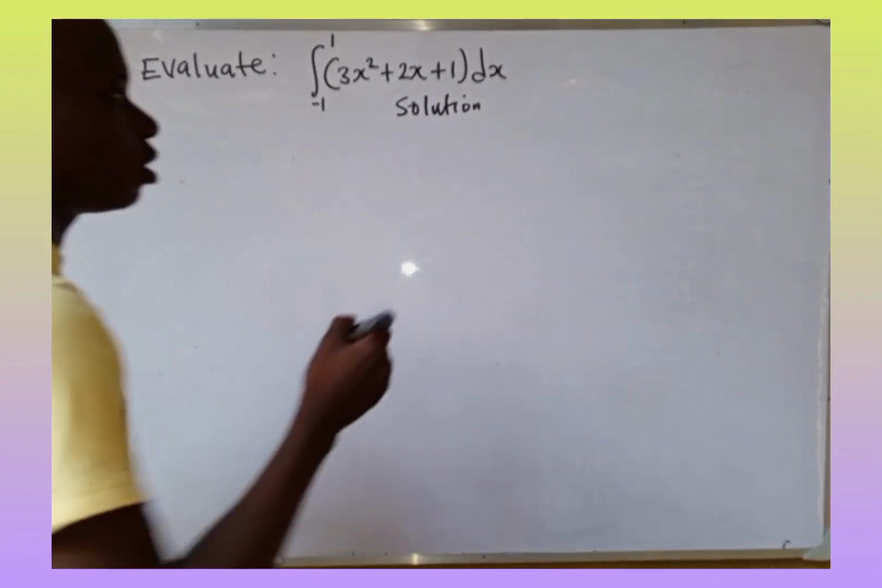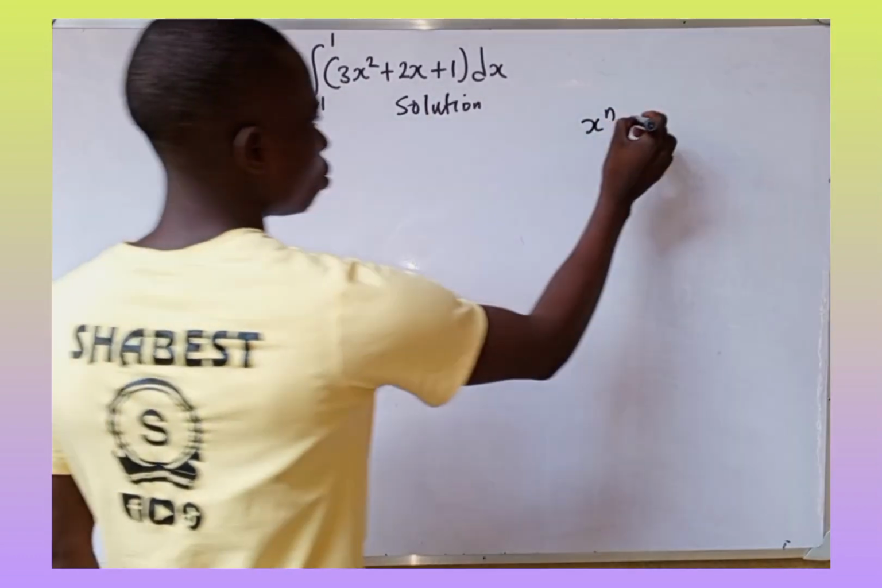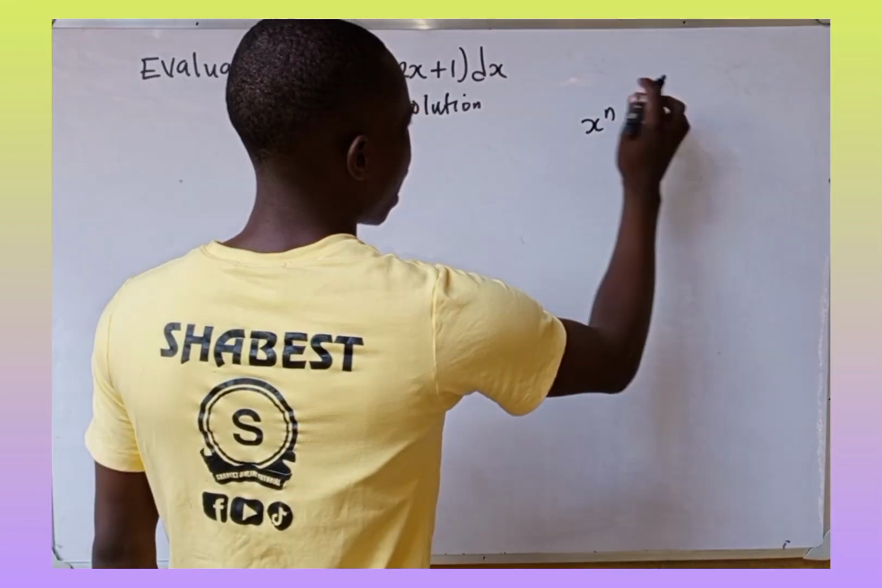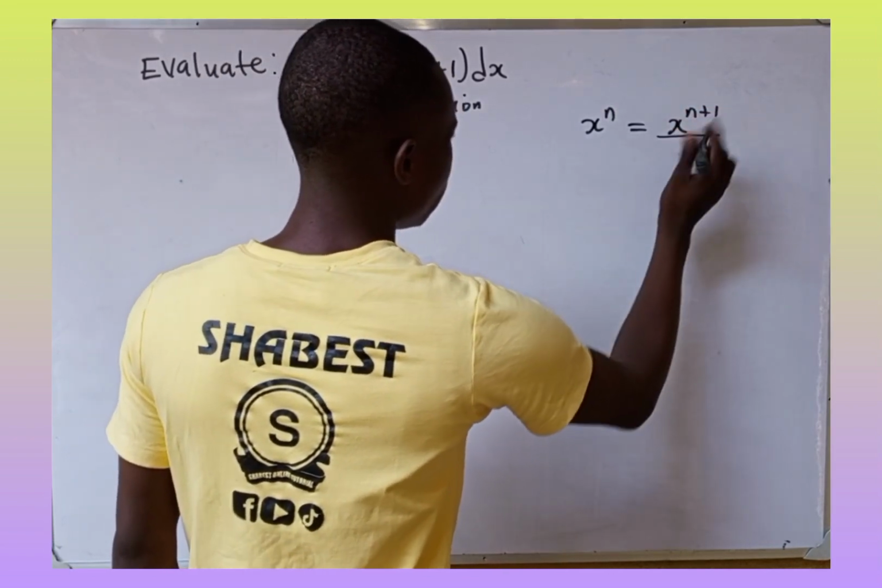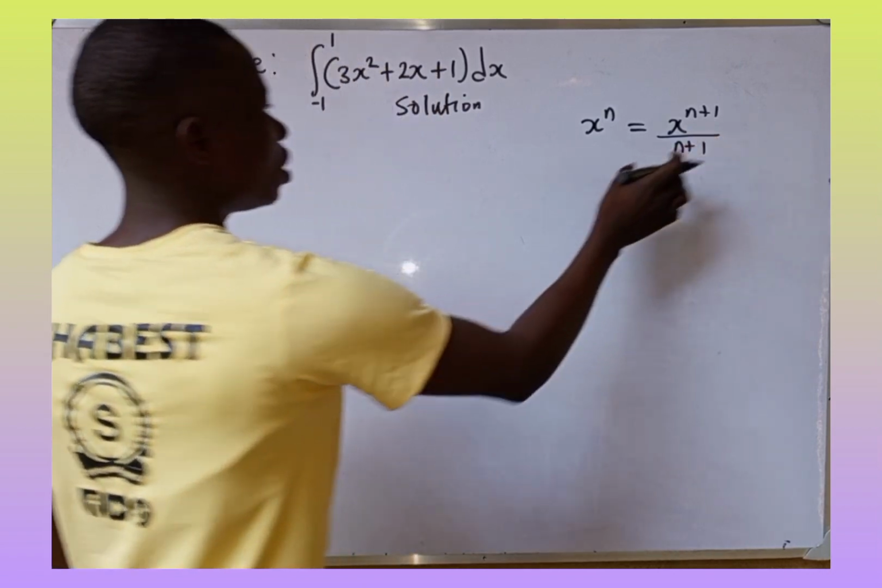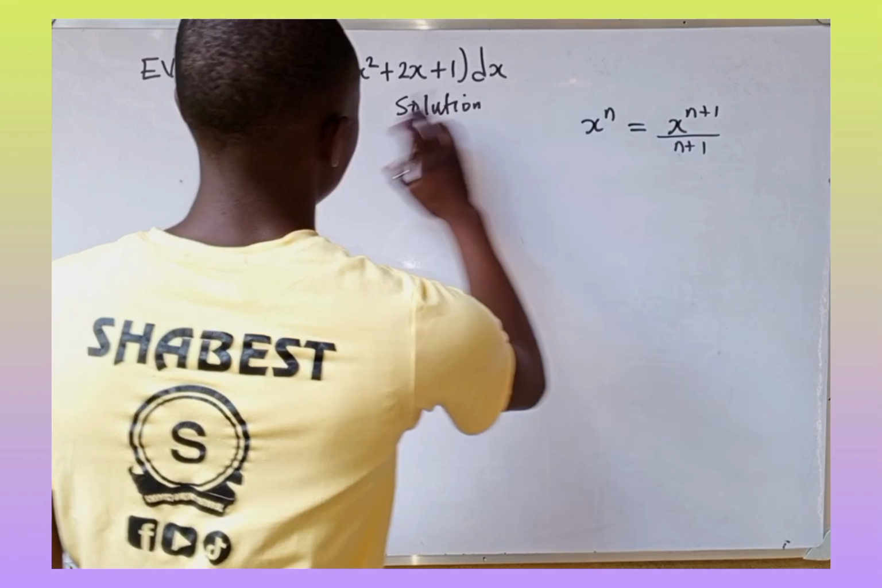Remember, in integration, if you have x to the power of n and you want to integrate this function, we're going to have x to the power n plus 1, divided by the power, which is n plus 1. So this is how to integrate a function. We're going to apply this rule to this given integral.